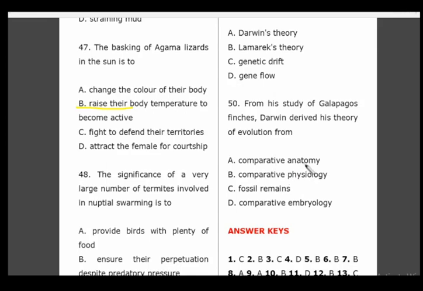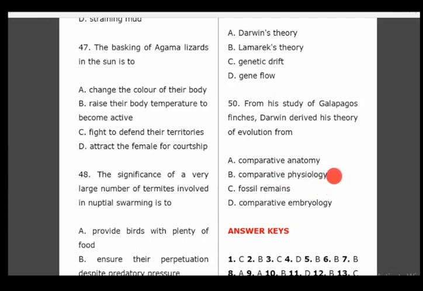So it is not anatomy because it is not internal body parts that is being studied. It is not fossil remains because the birds in question were not dead when the study was being made, and it is not comparative embryology because the organisms were already hatched when the study was being carried out. So the answer is comparative physiology, talking about the physical structure of the organism.